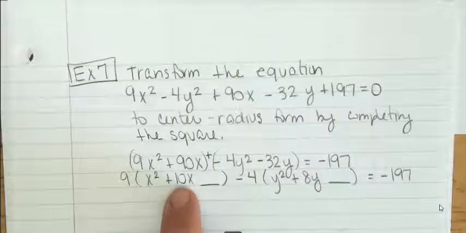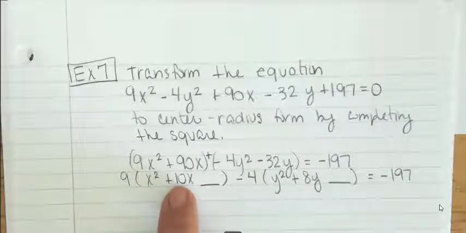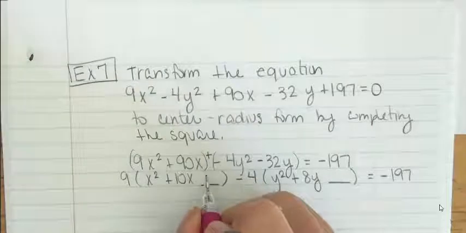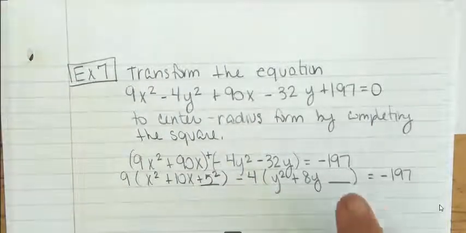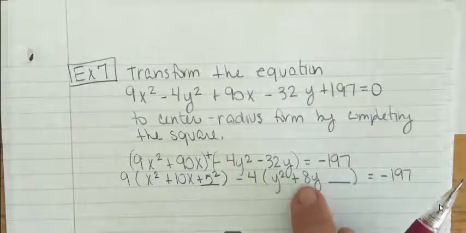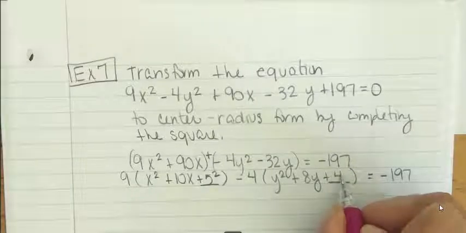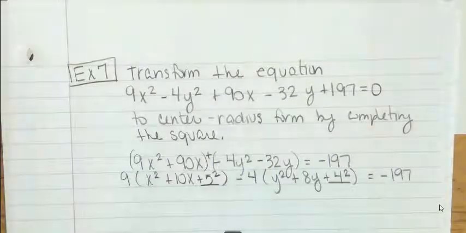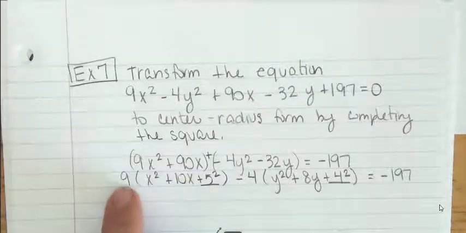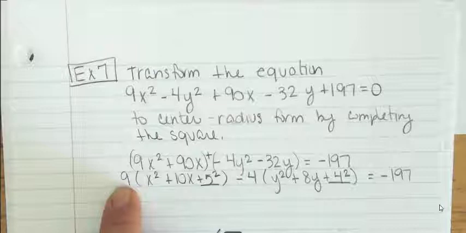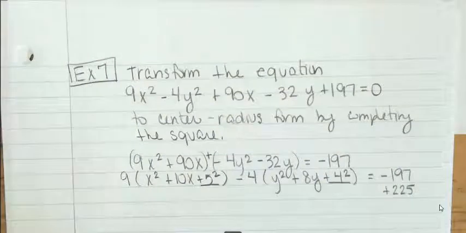Okay, so this is my b in my first grouping. That's 10 divided by 2 is 5, so I'm basically adding in 5 squared here. And then the same thing here, my b is 8, so 8 divided by 2 is 4, so I'm adding in a 4 squared here. Okay, so what have I just done? I've actually added 25 times 9, right? So I've added 225, so I need to do that to the other side.